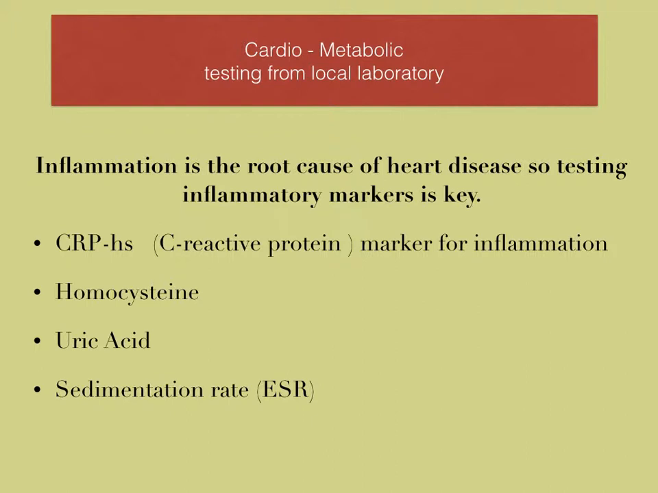Uric acid is a marker for gout, but it also tells us if the patient is having a poor and unbalanced diet as well. The sedimentation rate is also a good marker. It's pretty unspecific. It could be high in infection as well, but again, in context, it's important.